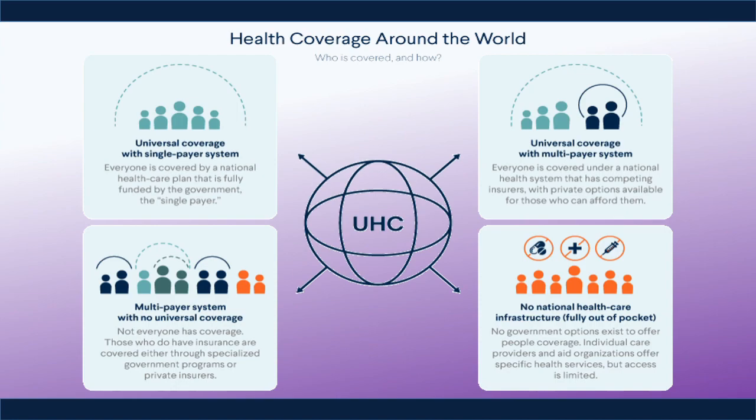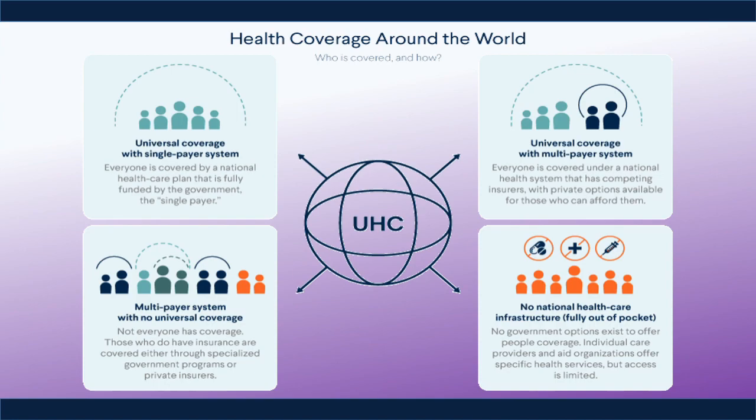The second is universal coverage with a multi-payer system. In this national health insurance plan, healthcare is publicly funded and privately delivered with multiple insurers. Also, private healthcare options are available for those who can afford them. Places like Taiwan, Canada, and South Korea use universal coverage with multi-payer systems.